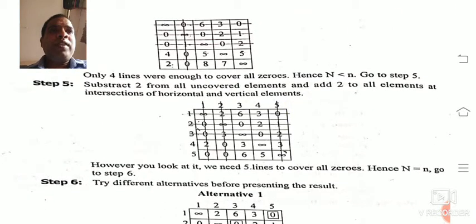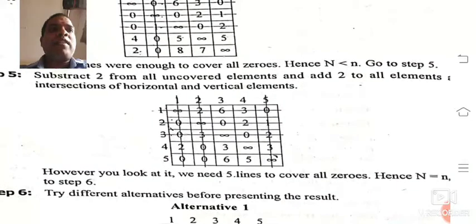Sorry, we need to draw the horizontal and vertical lines in order to cover all the zeros. So we have drawn here one horizontal line and three vertical lines. Your order of the matrix is 5, but you are getting 4, so in order to make capital N equal to small n, you subtract the smallest element from the uncovered elements, that is 2. So you subtract 2 from the uncovered elements and add 2 where the horizontal and vertical lines intersect.